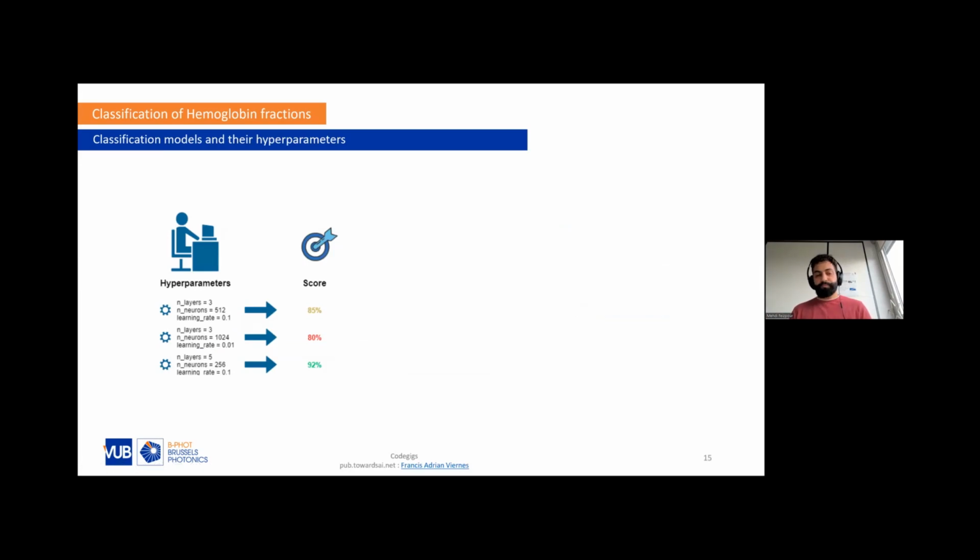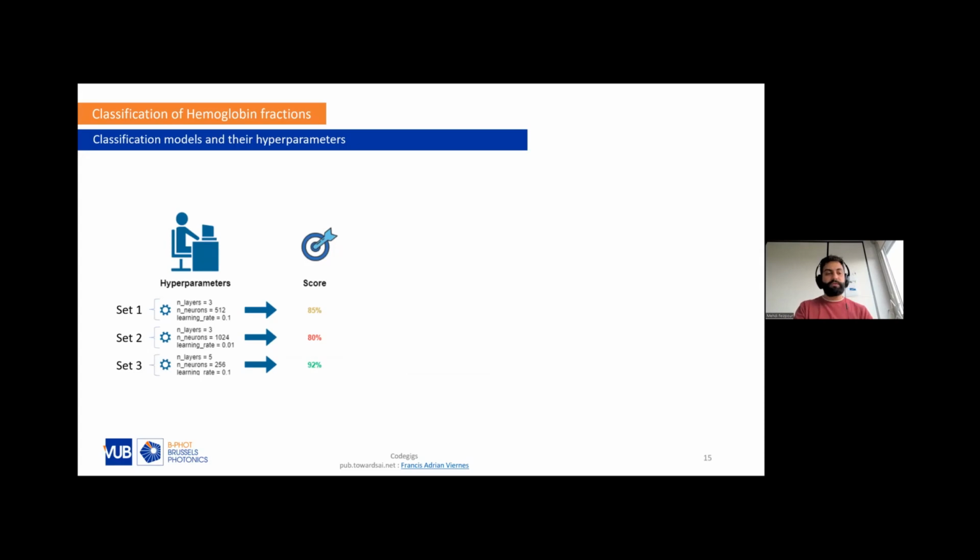Now, the hyperparameters that exist in our models, for example, the number of layers, the number of neurons, learning rate, these are called hyperparameters. So if I give them set 1, they might give me a score or a test accuracy of 85%. If I give them set 2, they might give me 80%. Set 3, 92%. Now, how can I actually get a faster sweep?